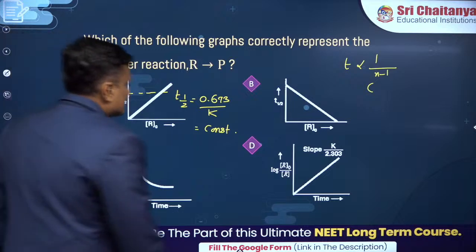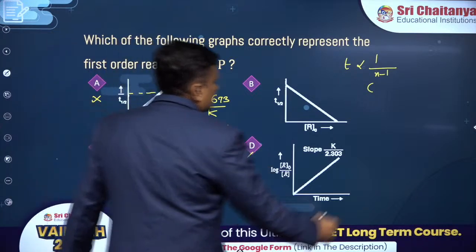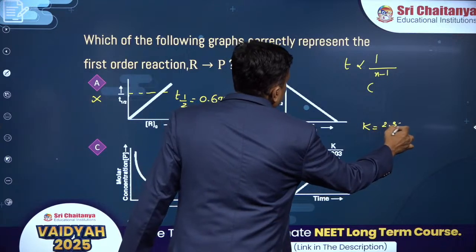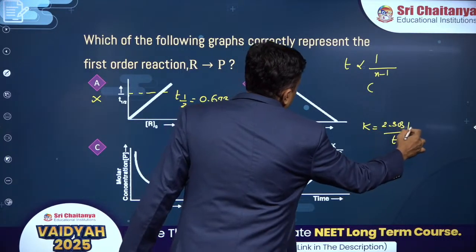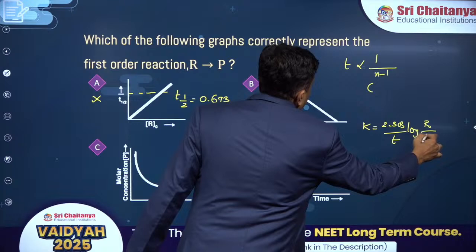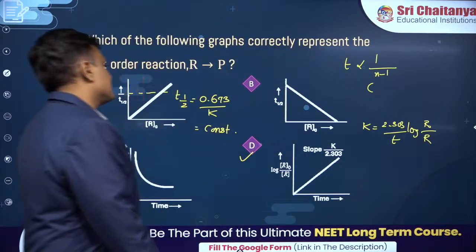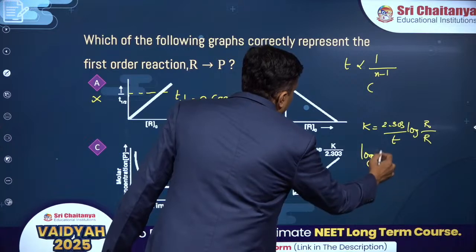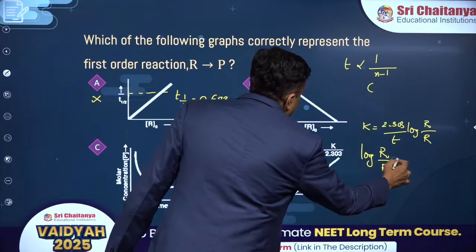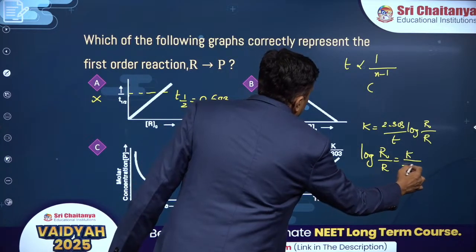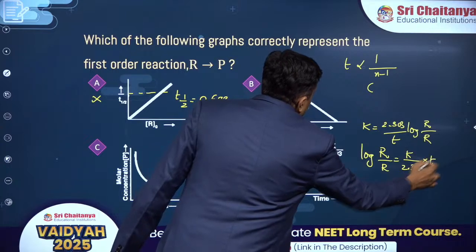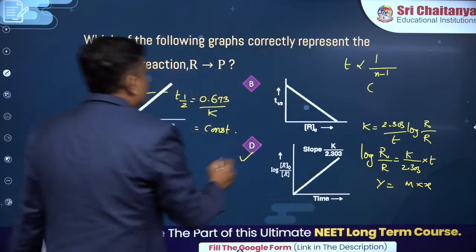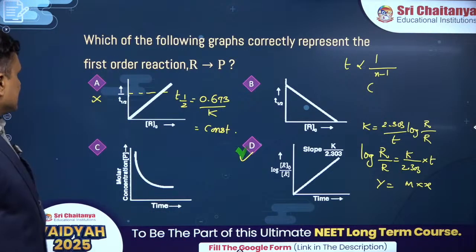So only one thing is matching that, which is this, because you know for that reaction k is equal to, how do you write, 2.303 by t log of initial concentration of the reactant by final concentration. So when you are writing it as log of R naught by R equal to k by 2.303 into t, that is y equal to m into x. So you can see that is perfectly matching only for this.